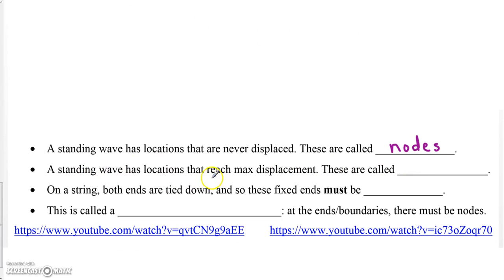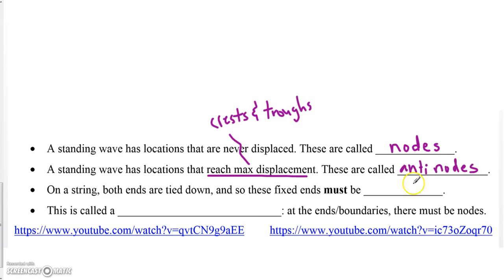The other term was for locations that reach the maximum displacement. You see that in your thinking, crests and troughs. Maximum displacement. Crests and troughs are where we get maximum displacement. We called those locations on the string antinodes. So there are no uncle nodes, just antinodes.